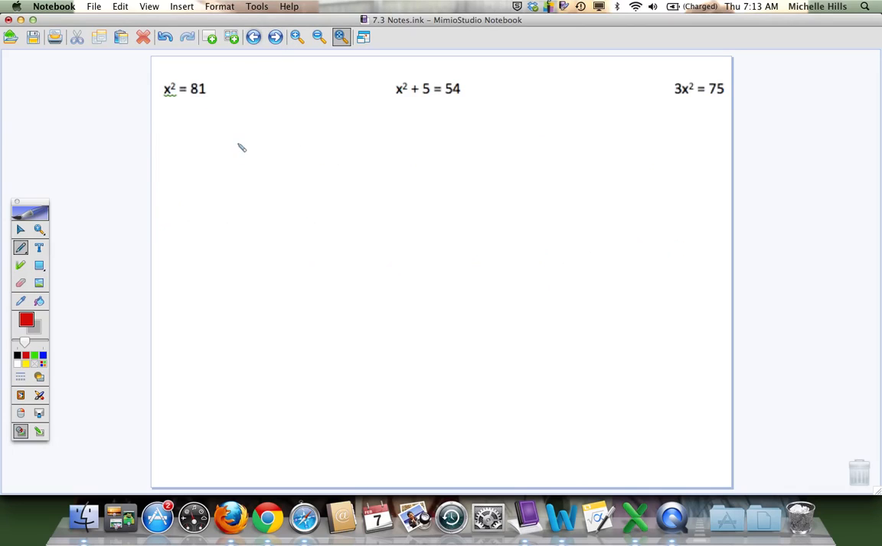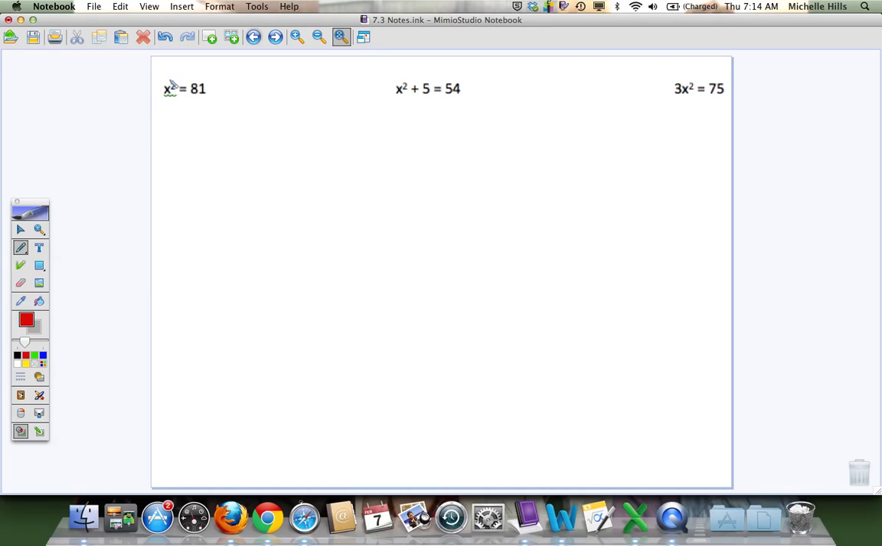Often though, when we are actually solving equations, this equation says the x is my unknown. So what number or numbers could I multiply by itself and get an answer of 81? Well, I have two possibilities. I could multiply negative 9 by itself and get an answer of 81. Or I could multiply positive 9 by itself and get an answer of 81.